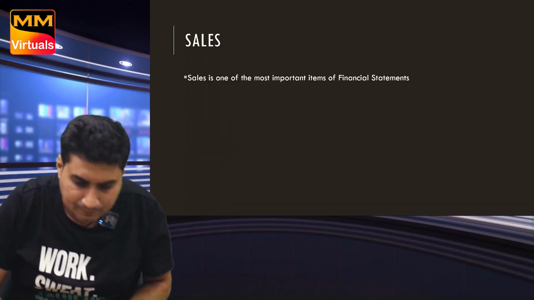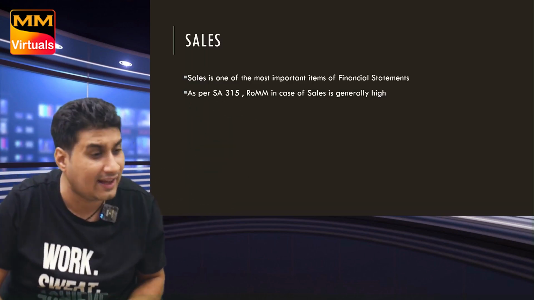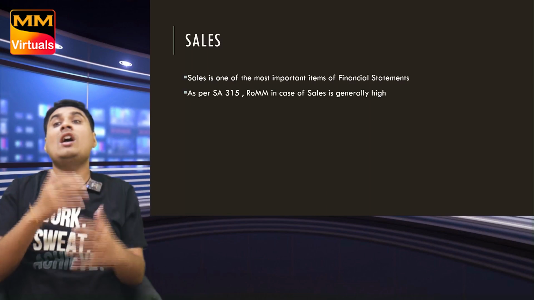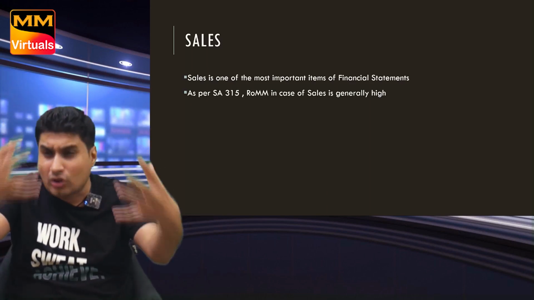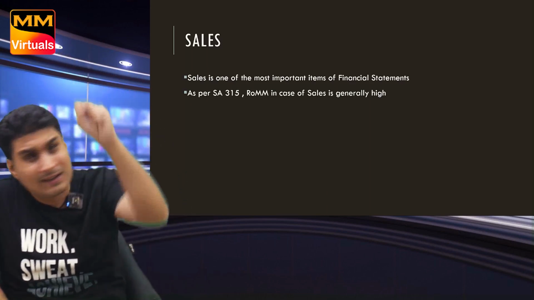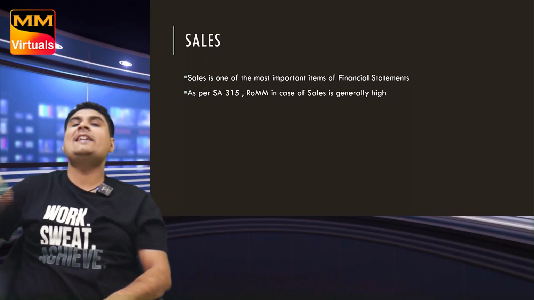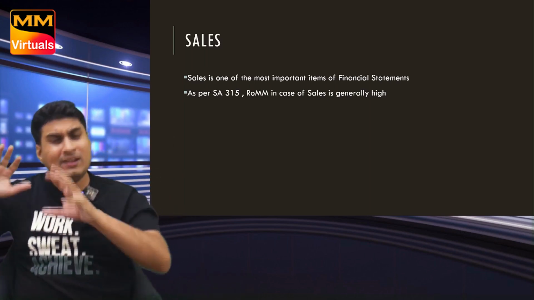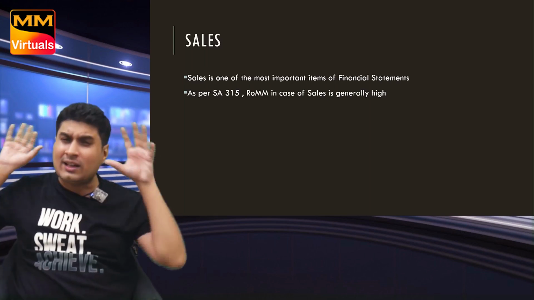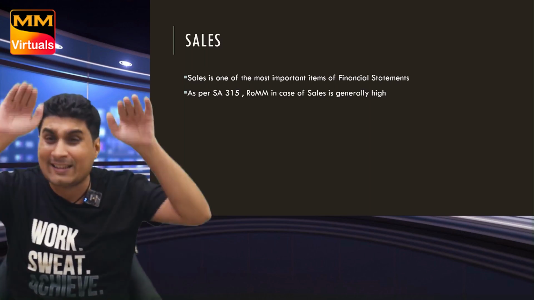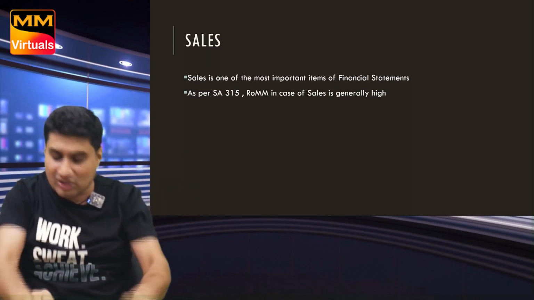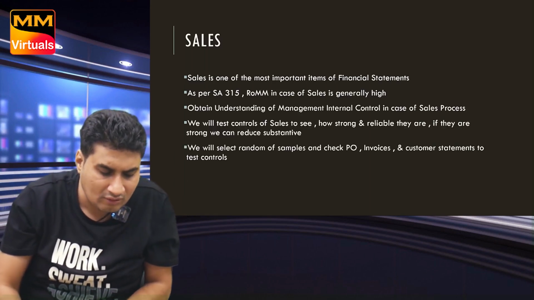Sales is the most important area. As per SA 315, ROMM of sales is always high. Risk of material misstatement. So first understand the process of sales. If the process is good, I will go ahead and test the controls. If in control testing I feel controls are really good, then I will check less substantive assertions. That is what is written. We will test controls.